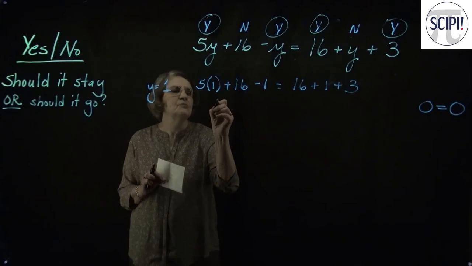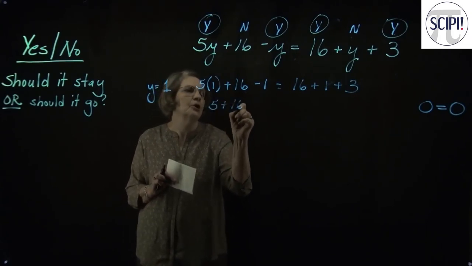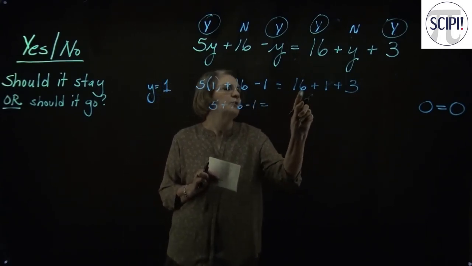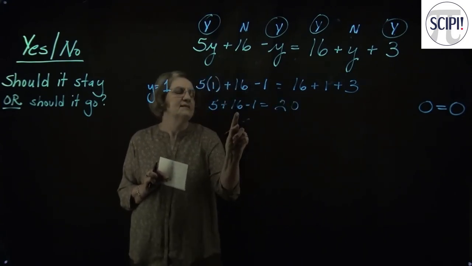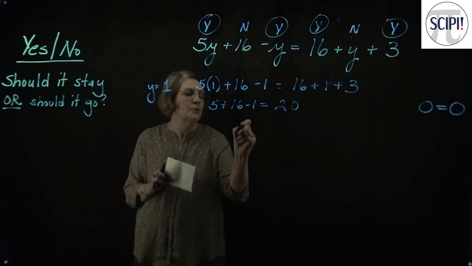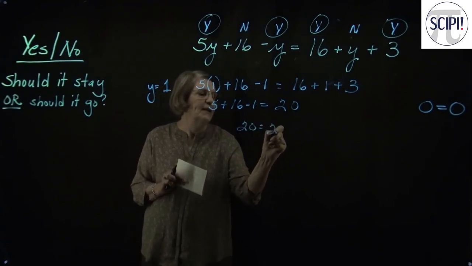So 5 times 1 is 5. Huh, that was hard. And I'm going to go ahead and work this. 16 plus 1 is 17 plus 3 is 20. 5 plus 16 is 21. Take away 1 is 20. So 20 is 20. Good job.